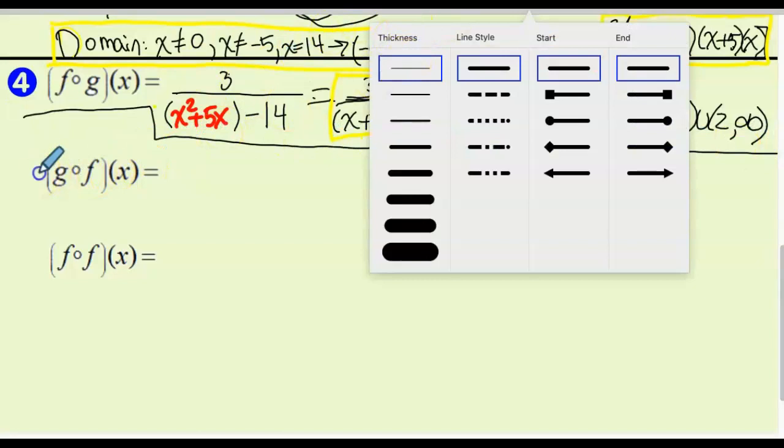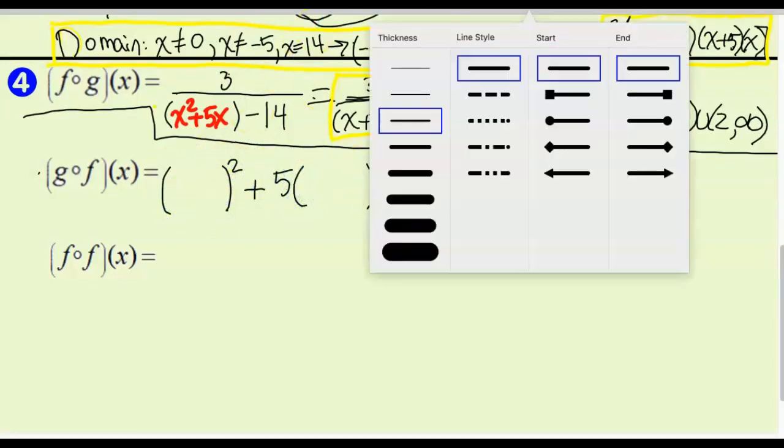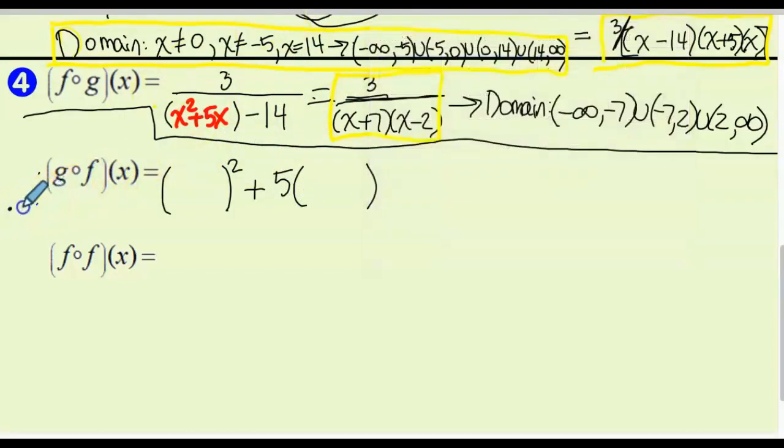Okay, g of f of x. So I'm going to write the g function, but I'm going to put a blank space because I'm going to put f inside. So instead of x squared, it's blank squared, plus 5 blank. X squared plus 5x is what g is. So now I'm going to put f of x inside of that. And so that means what?